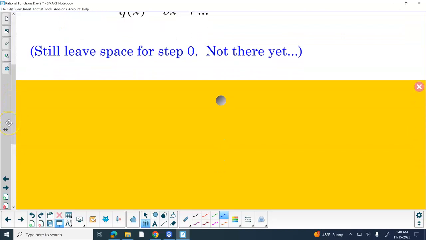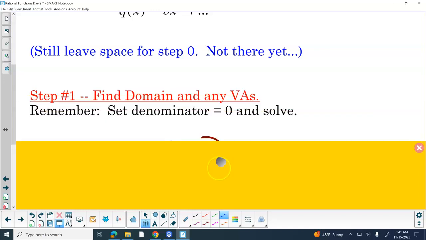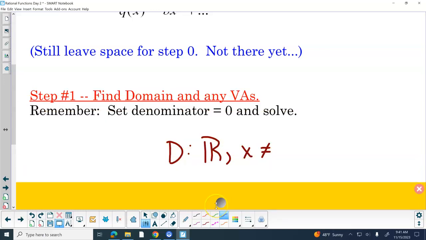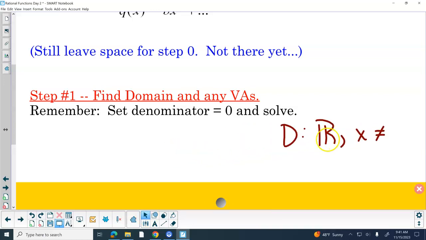So you should already have a space reserved for step number 0, because we're not there yet. You should have a space for, come on. Yeah, because you weren't here on Monday. Yeah. Did you watch the video on Monday? Yeah. Probably want to go watch that. Yeah. Then you will know all about this.